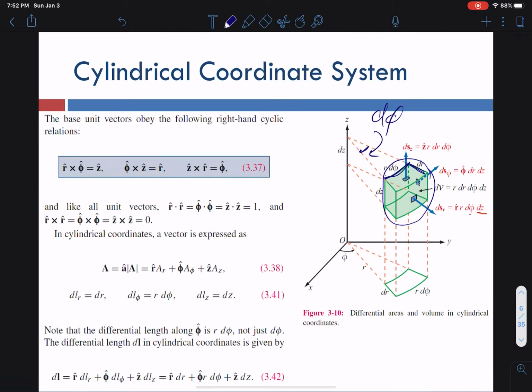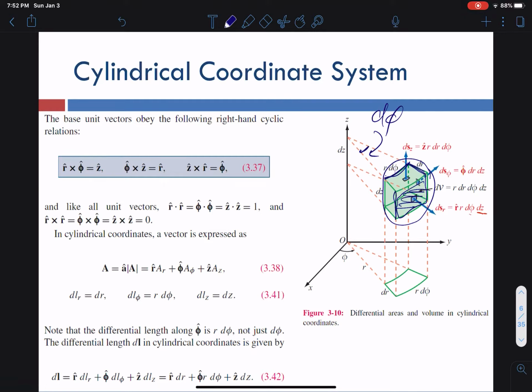So if you're trying to find this area, particularly this area over here, which is the round surface, that would be multiplying the height with this arc here, right? So you're multiplying the height with the arc r d phi, and the direction is in the radius direction. And you can find the others.